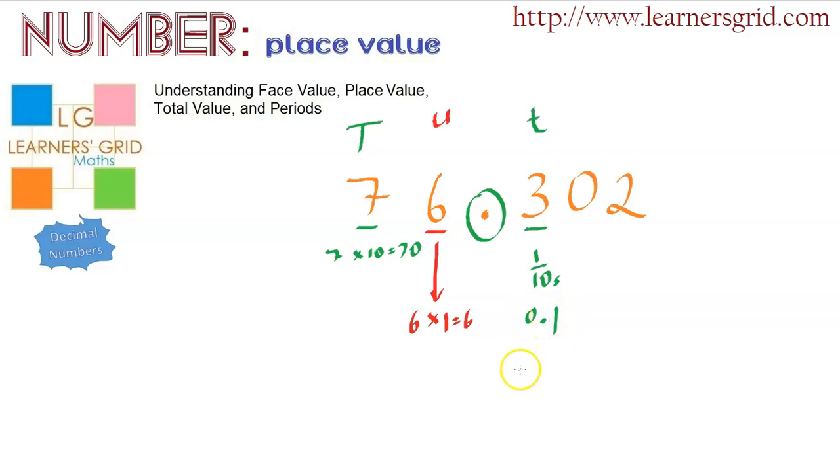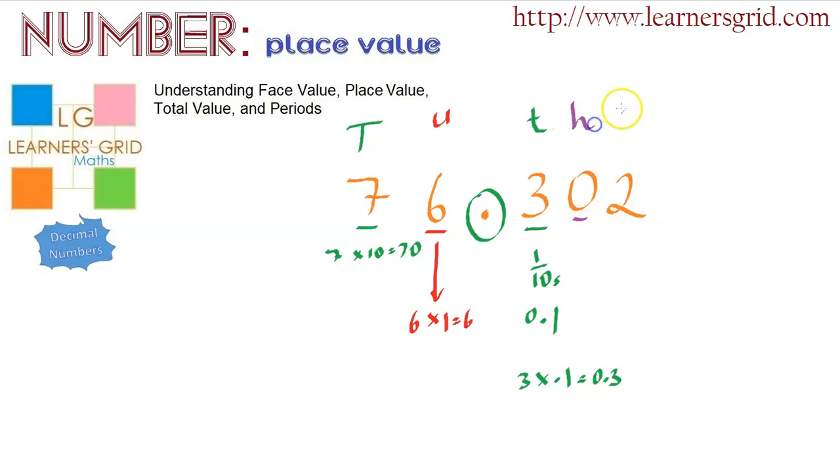And what value does the 3 hold? Well, its face value is 3. Its place value is 0.1. And in total, if you multiply those two, you get 0.3.